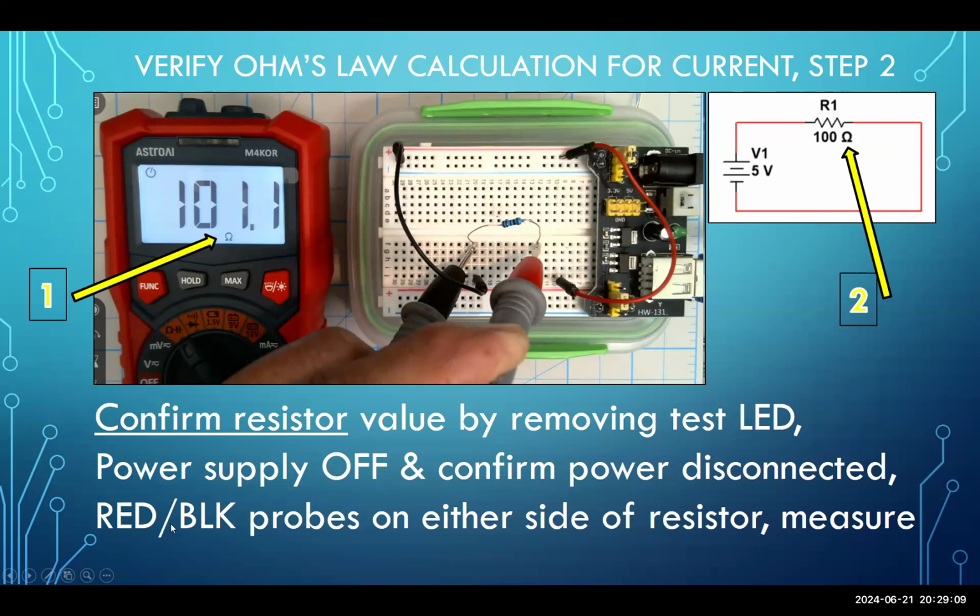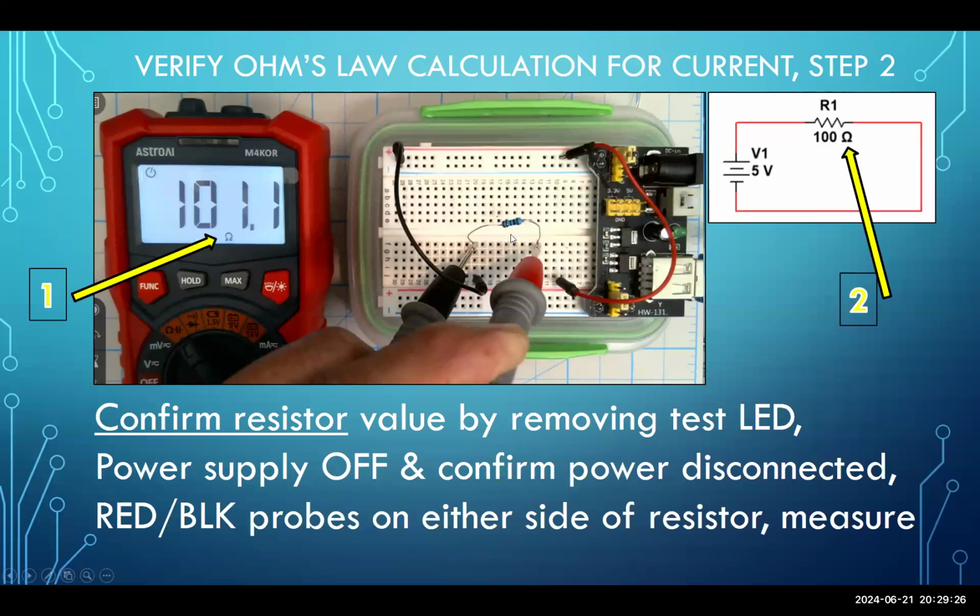And it says here the black and red probes can go on either side of the resistor and you take your measurement. There's no need to have red or black on any particular side because the resistor is not polarized. You can try this. You can put red on this side, black on this side. You'll get the same value.